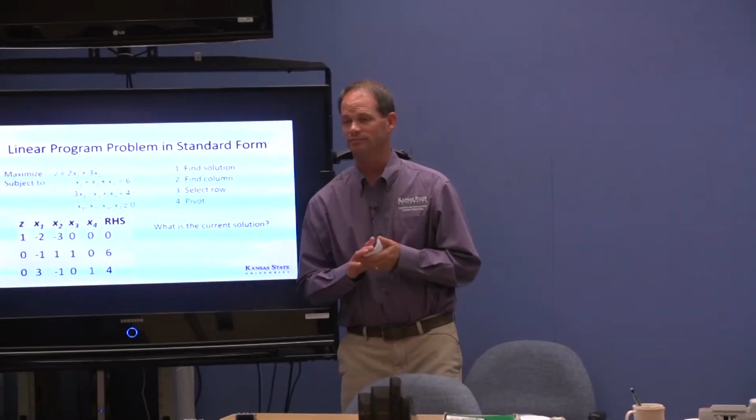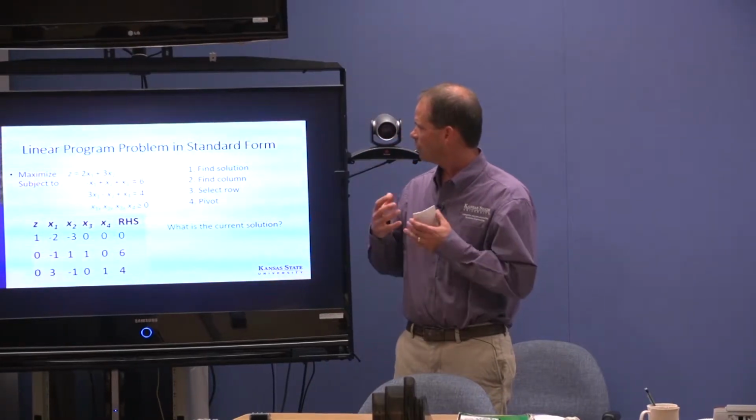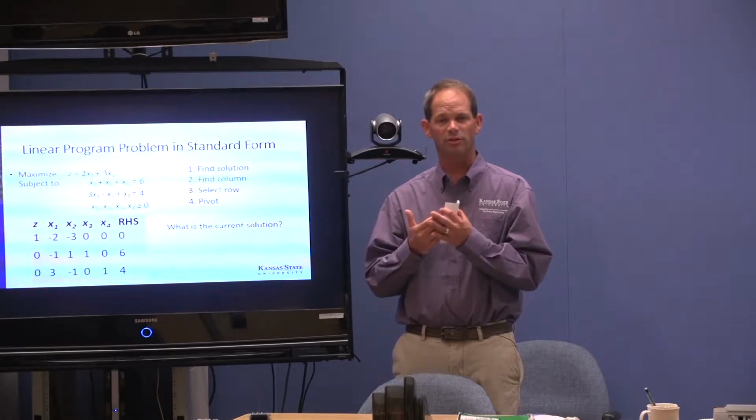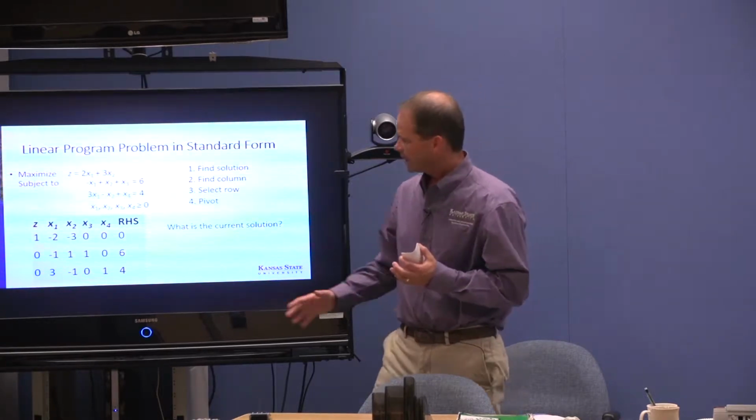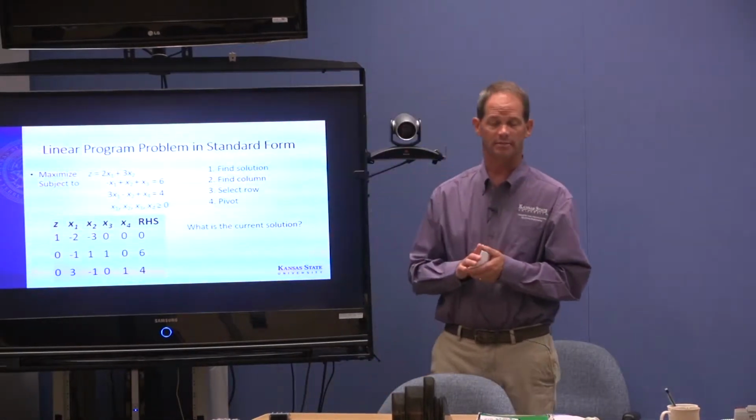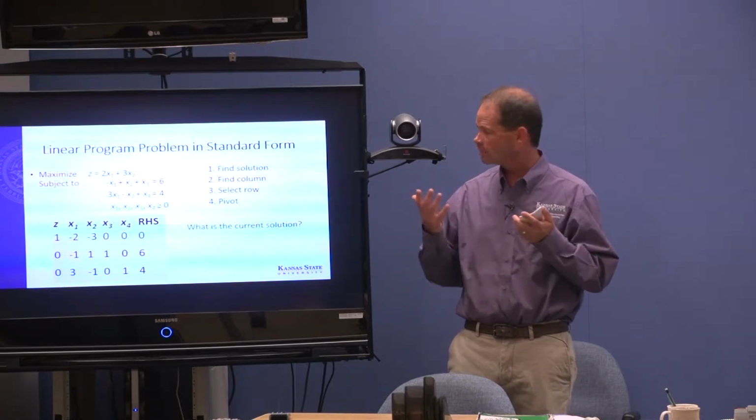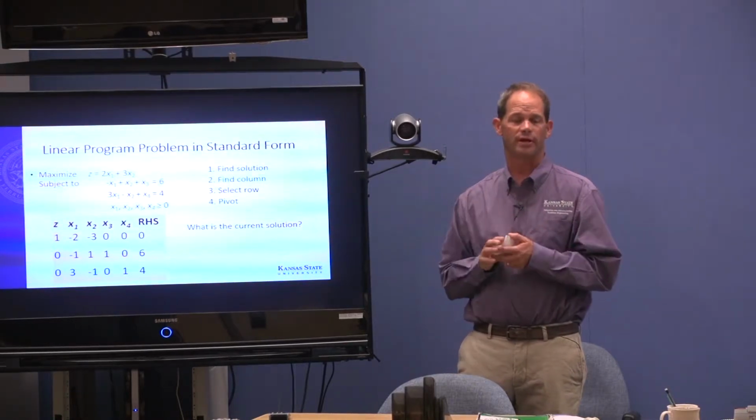So the first step is to find a solution. Jasmine, what is the current solution? That's 0, right? Okay, no. When you're looking for the current solution, you're supposed to be looking for the identity matrix. In this tableau down here, do you see the identity matrix? Or columns that could be joined together to create an identity matrix?